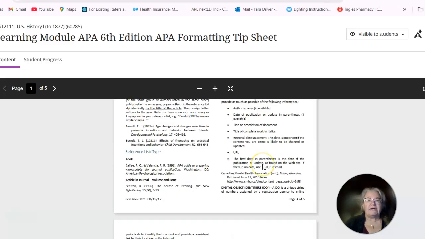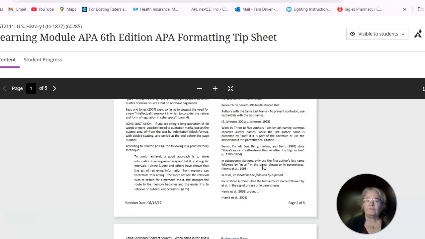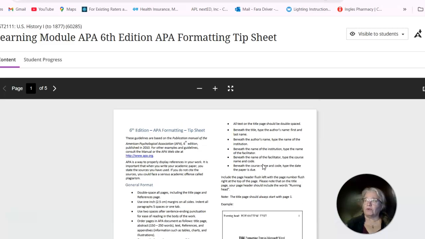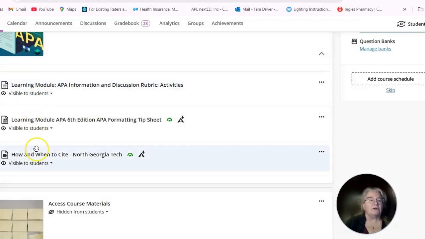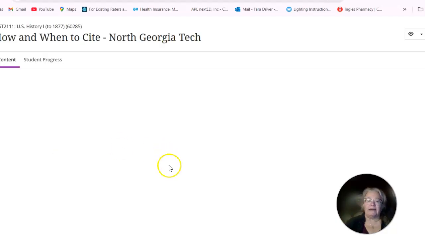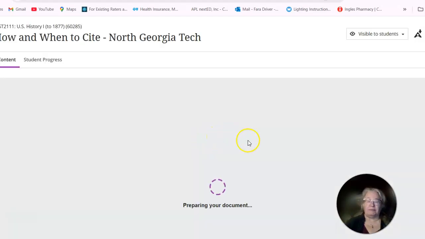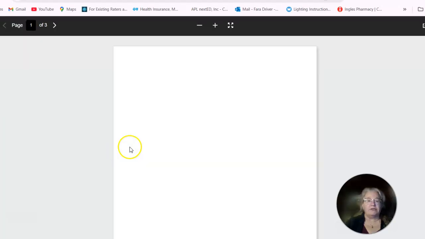And the big thing with citation is to remember that whatever the first thing in your parenthetical insertion is, which should be the author or producer's last name, it should match directly to your works cited entry. That's how the reader finds them. I have also in this module included my how and when to cite, where I give you also specific examples. So if you need even more examples of how and when to cite, you may go to this.